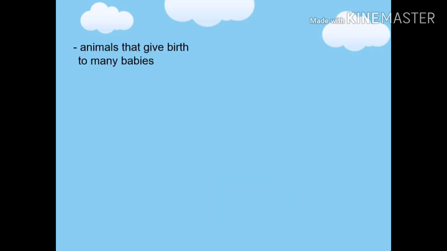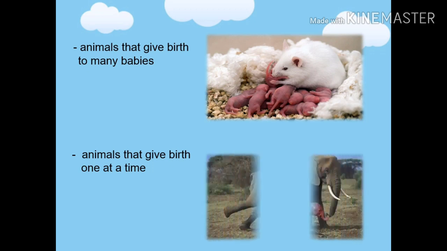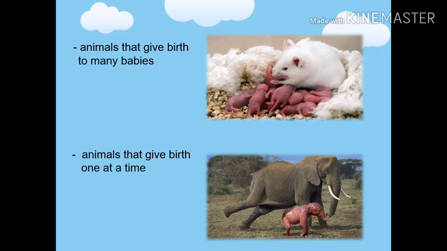Another one, we have animals that give birth to many babies. Example, we have here a mouse. We also have rats. Next one, we have animals that give birth one at a time. So it only means that they can give birth to one baby only. We have here in the picture, for an example, an elephant. We also have horses and cows. They can give birth to one baby only at a time.